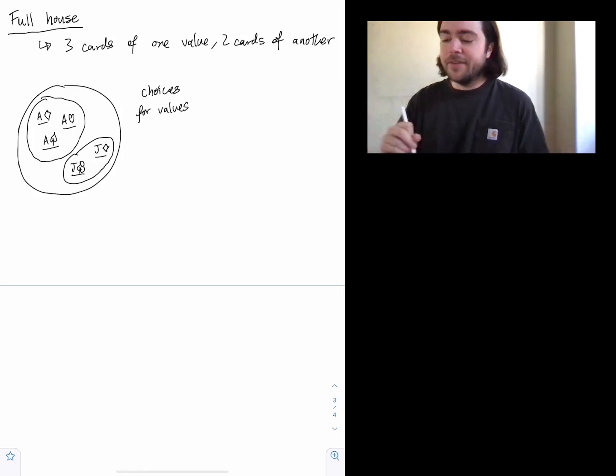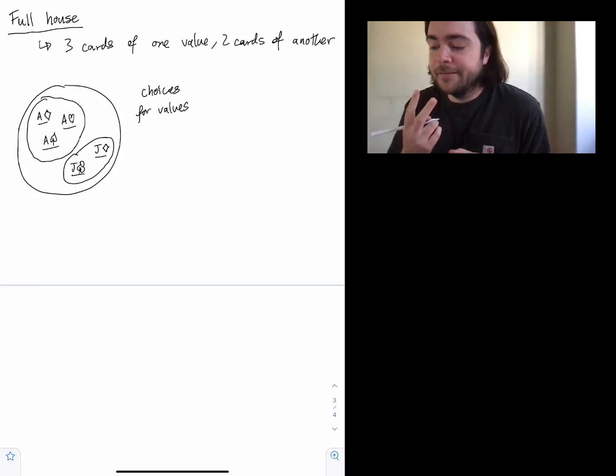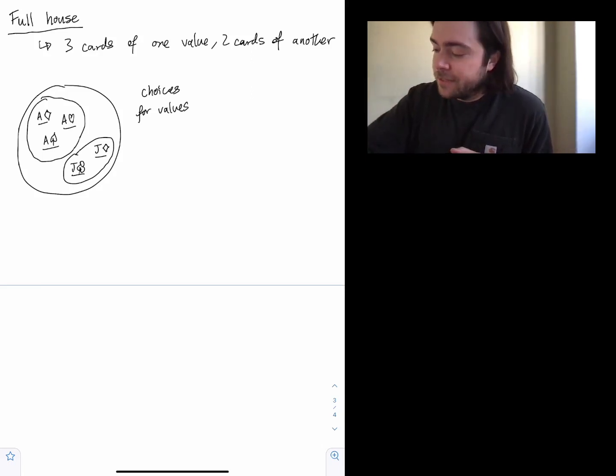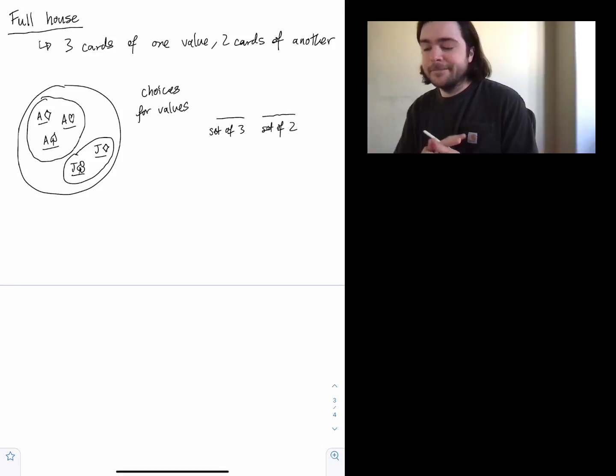Okay, how many choices of values are there? Well, every full house can be described by 2 values, right? I could have in my first slot the value for my set of 3, and in the second slot my value for the set of 2. And we already said those 2 values are definitely different, because otherwise I'd be saying there are 5 cards that have the same value, and again, that's not possible.